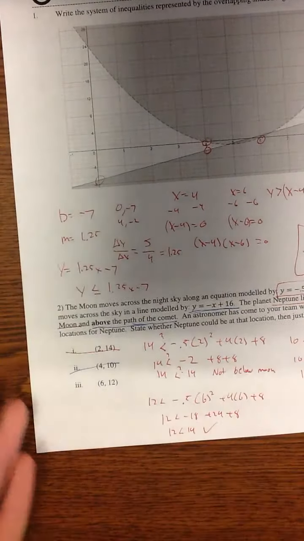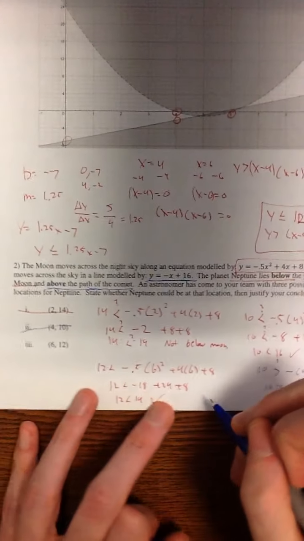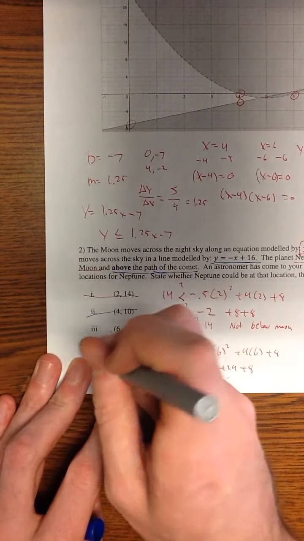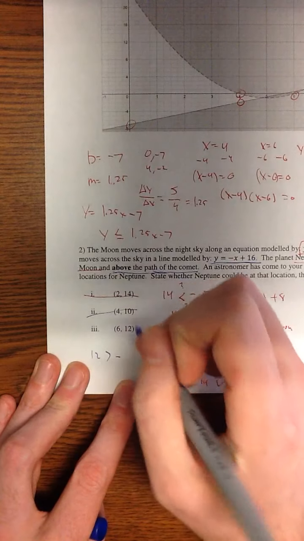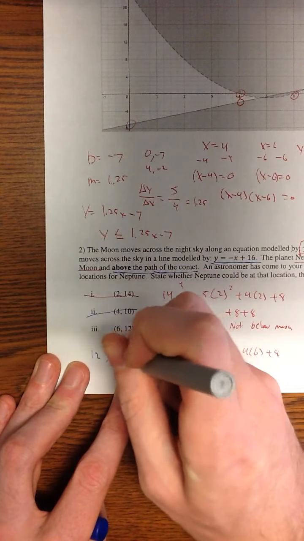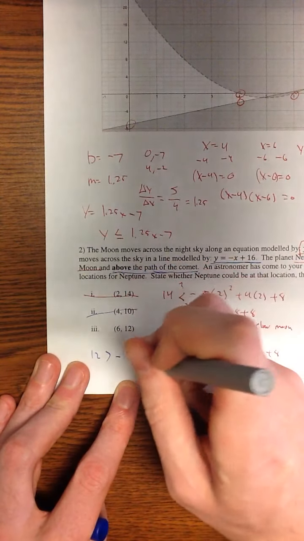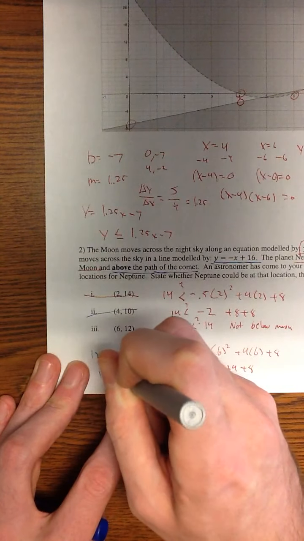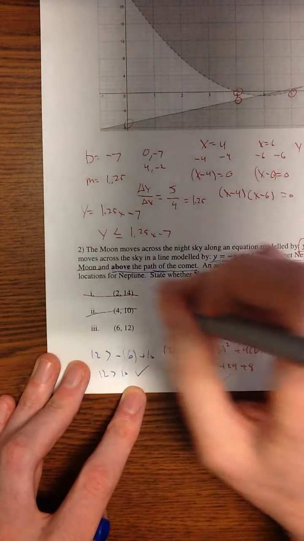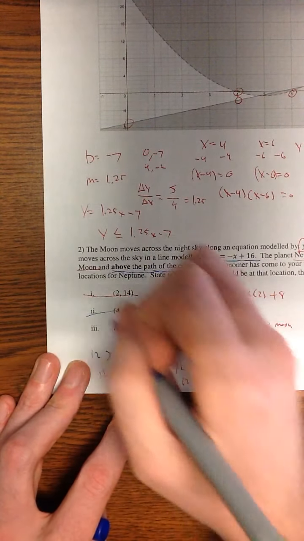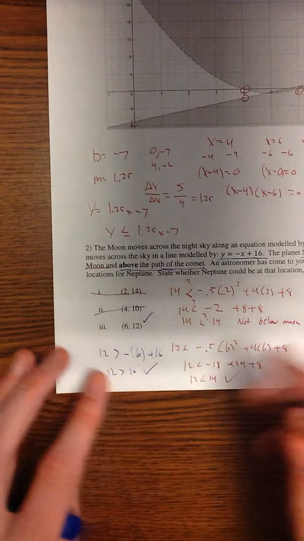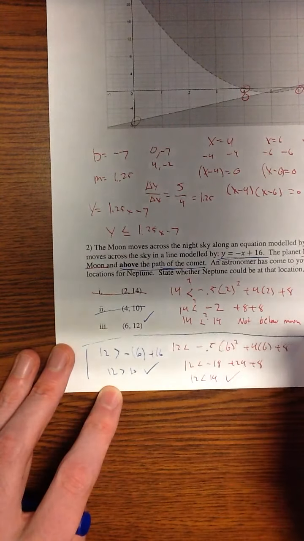Alright, I've got to plug it into the last one just to double check, because it's possible that it could be at any of them. So we've got a 12 and a 6. Is 12 greater than negative 6 plus 16? Is 12 greater than 10? Yes, it is. So this one works out because it's above the comet and below the moon. And for my justification, I can just circle my two things right there.